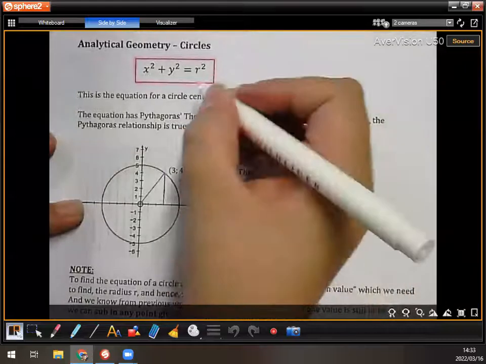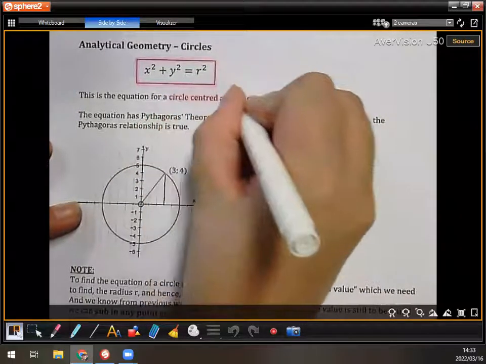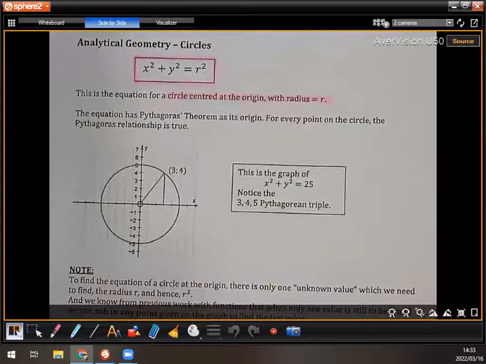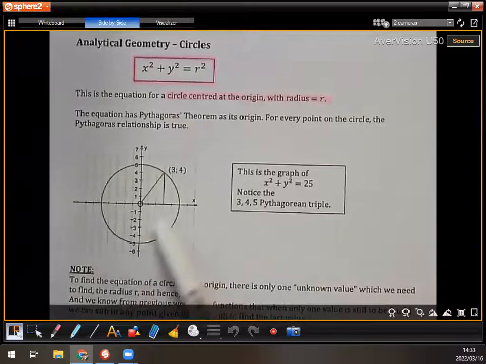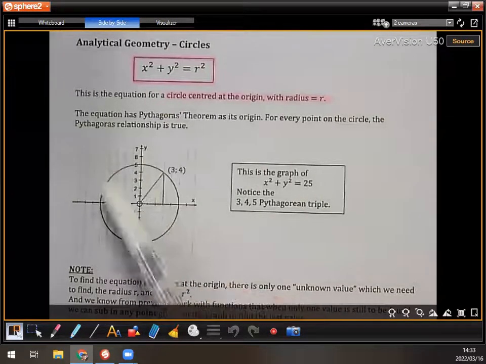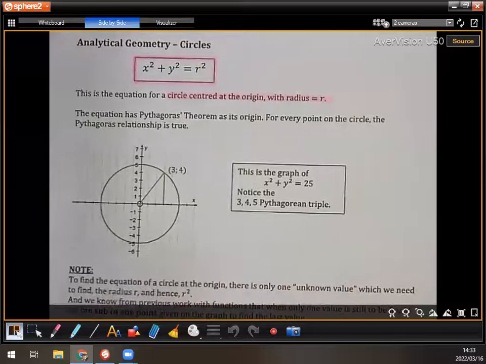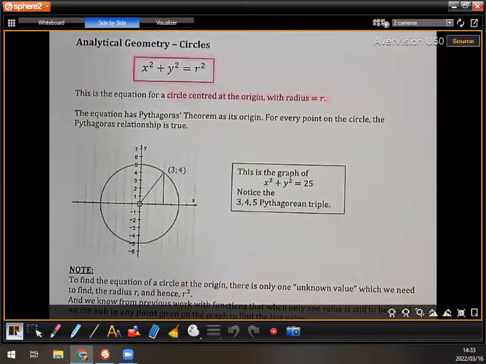This is the equation for a circle centered at the origin with a radius equal to R. So that is like the circle that we have here. All right, the center of the circle is the origin. Do you remember what the origin is? The point 0, 0, right? So this circle is centered at the origin, meaning that the origin is literally the center point of the circle. Okay, tomorrow we're going to look at what happens when it moves, when it's not at the origin.